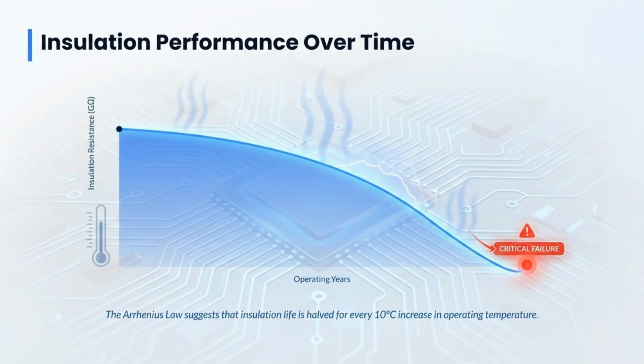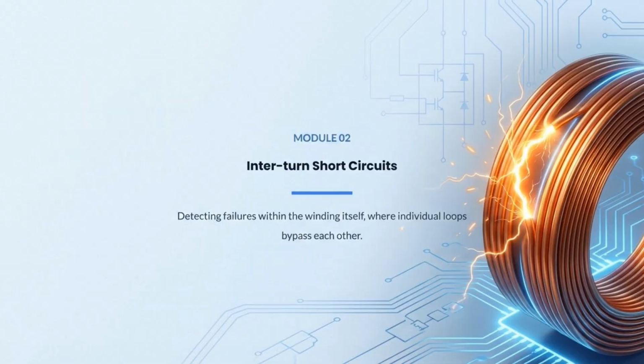Insulation performance degrades over time. Arrhenius Law suggests that insulation life is halved for every 10 degrees Celsius increase in operating temperature, potentially leading to critical failure. Module 2 covers interturn short circuits.